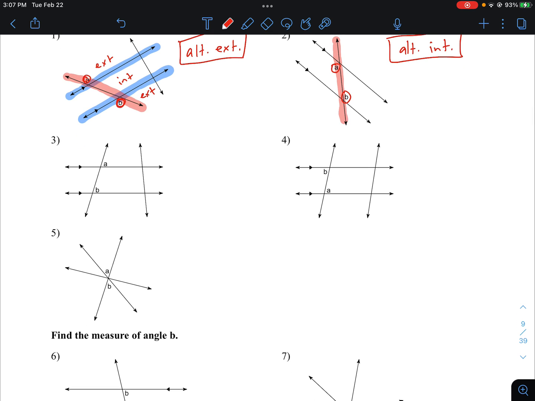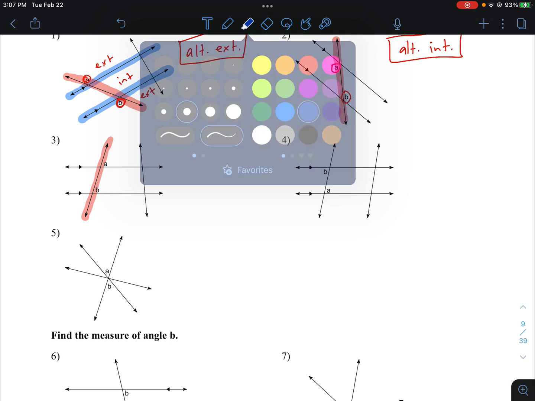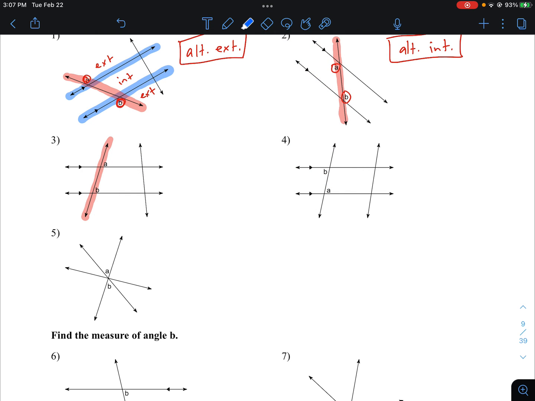Let's look at this one. This one's a little bit weirder. So here's my transversal. Here's the transversal that is relevant to me. And let's take a look at the parallel lines. Here's one, here's the other. So A is right there, B is right there. They're on the same side, but they're not both on the inside, they're not both on the outside.